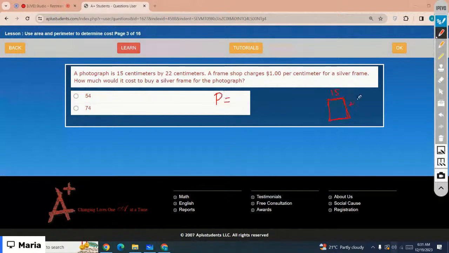This is 15, this is 22. Just add 15 plus 15 is 30, 30 plus 44 is 74. The cost is $1 per centimeter, so you have to do 1 times 74. The correct option is 74, right? Got it?